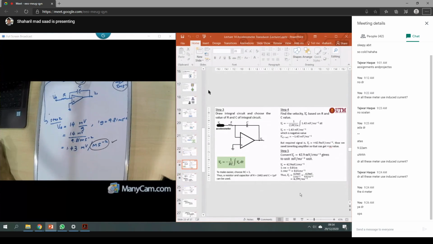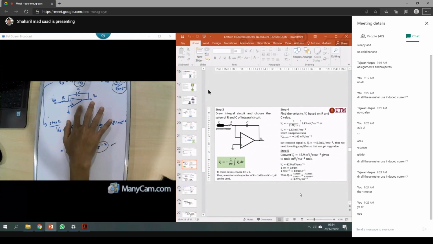Next, step number 3, you just draw your integral circuit, like this one.